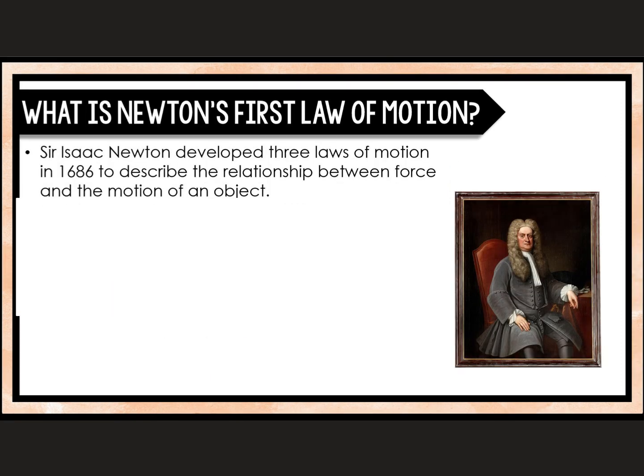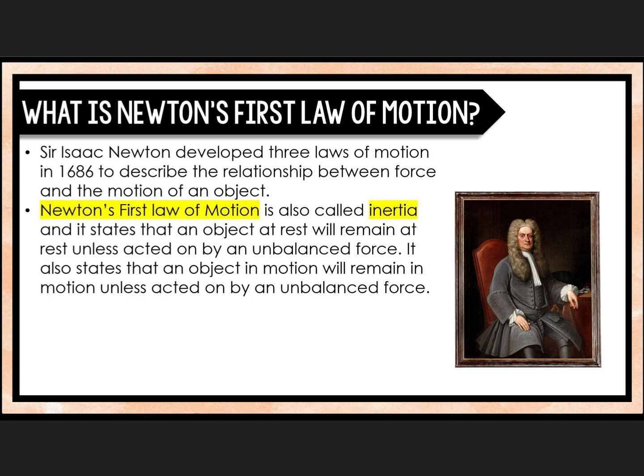Sir Isaac Newton developed 3 laws of motion in 1686 to describe the relationship between force and the motion of an object. Our question is, what is Newton's first law of motion? Well, Newton's first law of motion is also called inertia. It states that an object at rest will remain at rest unless acted upon by an unbalanced force.